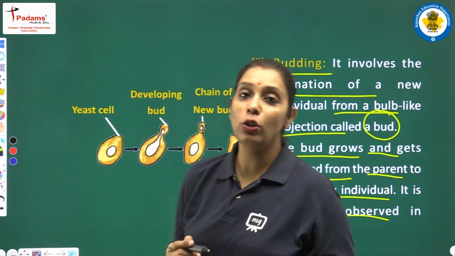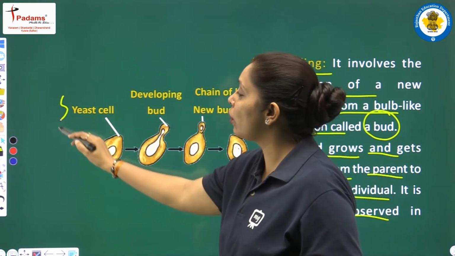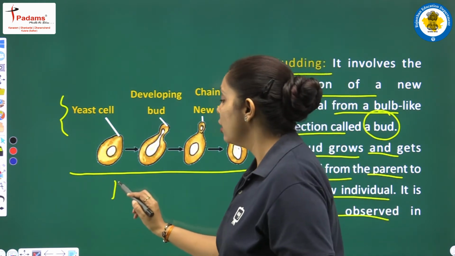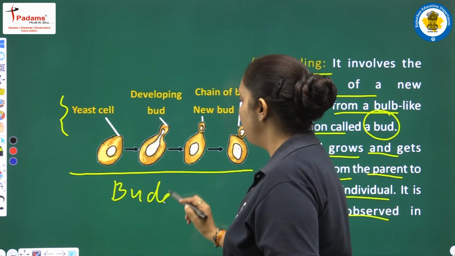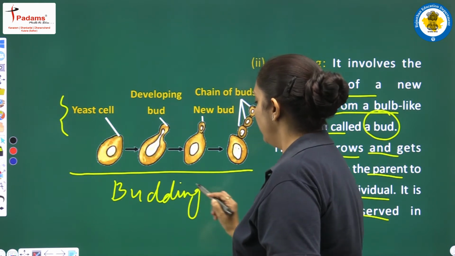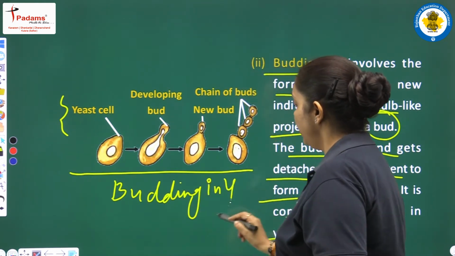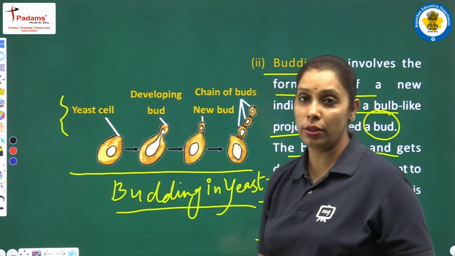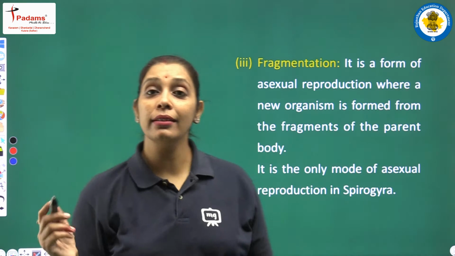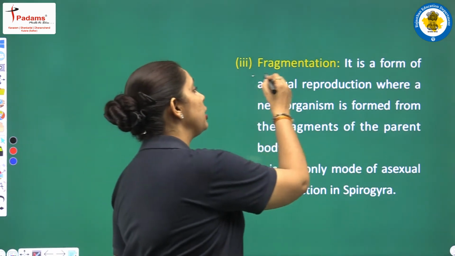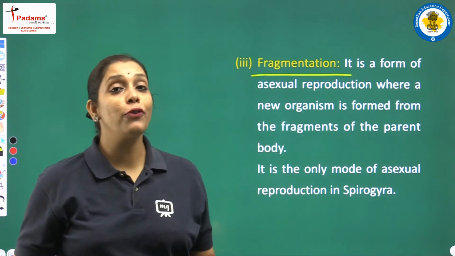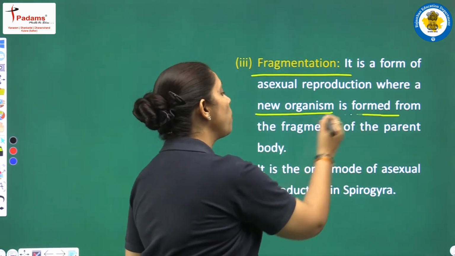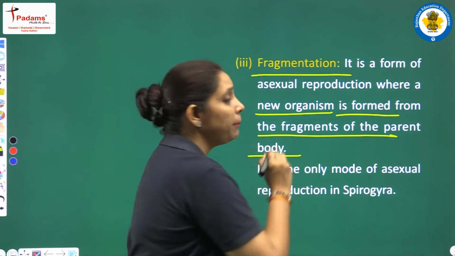Class 7th, have a look at this diagram. You have to draw this diagram. What is this? This is budding in yeast. So you will write here budding in yeast. Okay, I had explained this diagram to you in the chapter. Okay, move to the next method, and next method is fragmentation. It is a form of asexual reproduction where a new organism is formed from the fragments of the parent body.